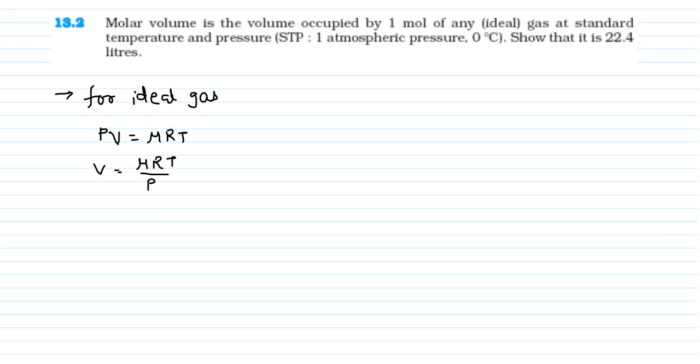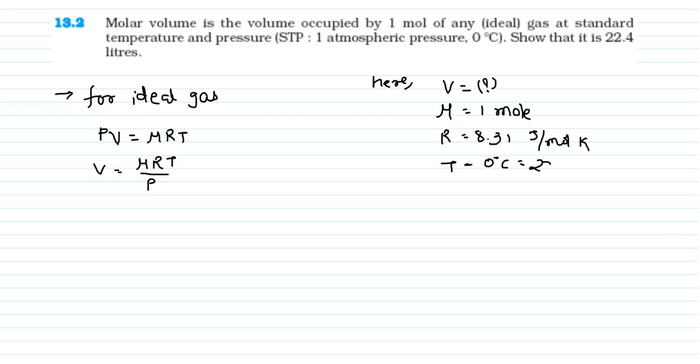You want to find out V. What is V? V is mu RT upon P. Here, V is the volume you have to calculate. What is mu? Mu is equal to 1 mole, R is 8.31 joule per mole per Kelvin. Temperature T, what is T? 0 degree Celsius, or you can say 273 Kelvin. And pressure, that is 1 atmospheric pressure, that is 1.013 into 10 raised to 5 Pascal.